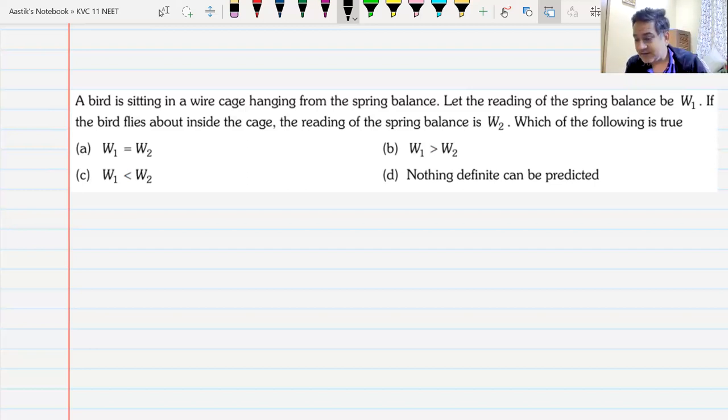But when the bird is flying, there is no such reaction. Bird is flying in the air, so it will only measure the weight of the cage. Do we understand this? So the weight registered in the second case will be less than in the first case. Do we understand this?